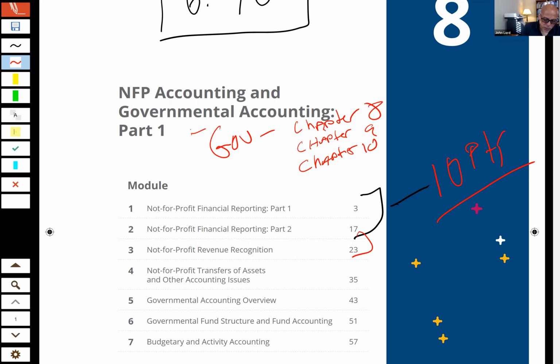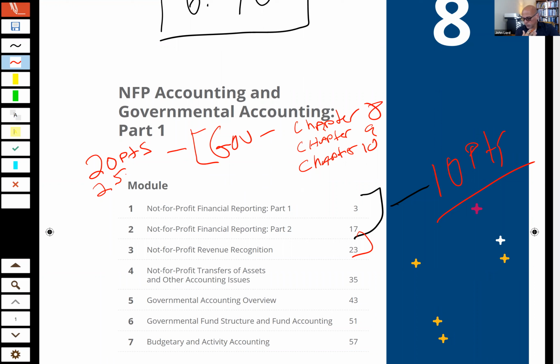No other part. And so what happens? The reason being that this can be 20 points on your exam and maybe more. We'll say 20 to 25 points on your exam, and maybe more. So if you take governmental and not-for-profit together, you're talking about 30 points on the CPA exam.